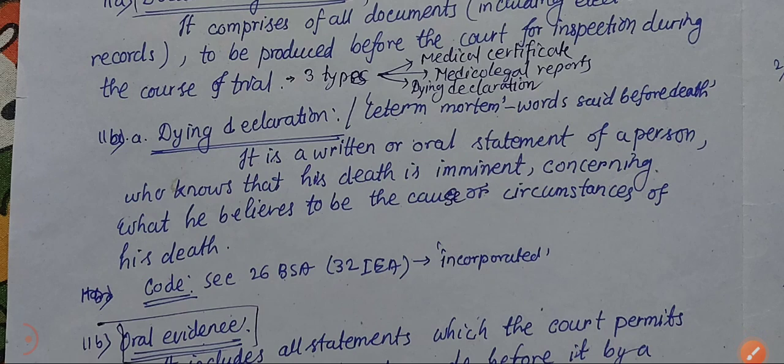The person knows that he will die after a few minutes and death is inevitable, so he declares the cause of the death to a doctor, police, or law persons. The code applicable is Section 26 of the BSA, Bharatiya Sakshya Adhiniyam, previously Section 32 of the Indian Evidence Act.